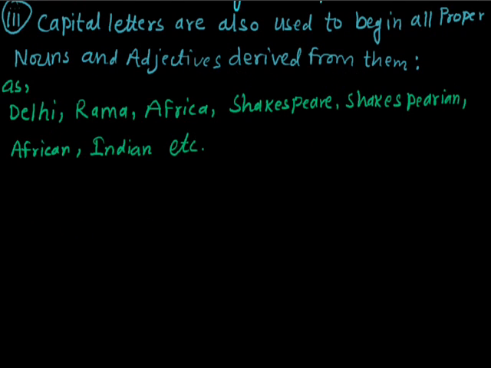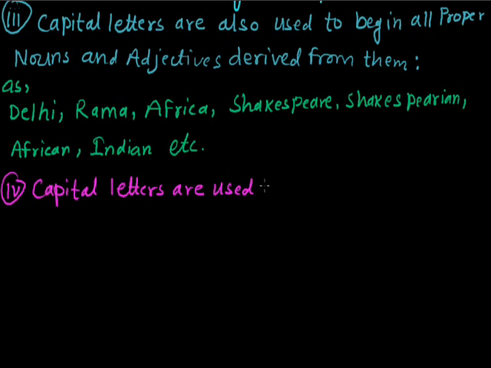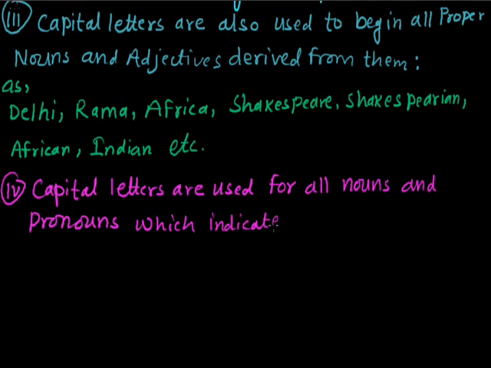Then capital letters are also used for all nouns and pronouns which indicate the deity. So whenever we have the word God or Goddess in the sentence, and it is expressed that God is one, and we are talking about God as one, then we can write G in capital of God and Goddess. But when we have gods in plural form, then we do not write G in capital letter to indicate that deity.